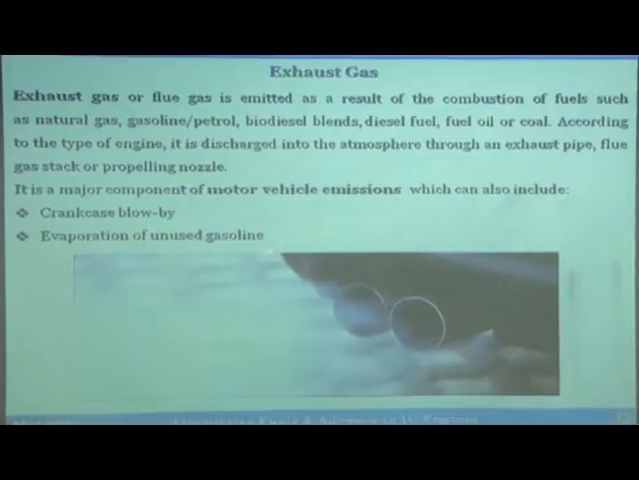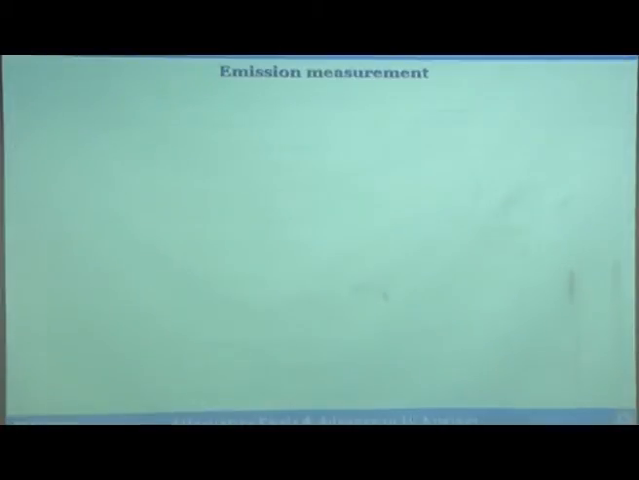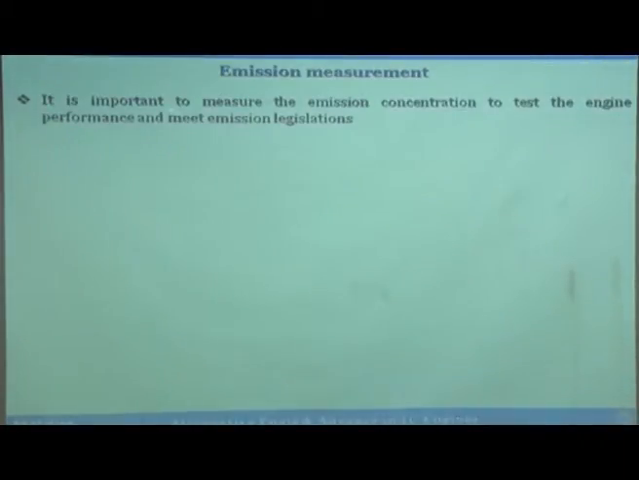Unused gasoline, this is also one area where a lot of fuel is put into the environment. So, it is therefore important to measure the emission concentration to test the engine's performance and to make sure that they meet the prevailing emission regulations. When you say emission legislations or emission regulations, what does legislation mean? Legislation means law of the land, law.